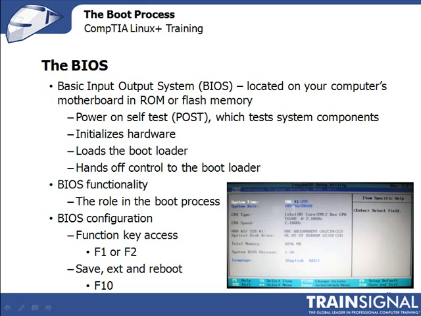What you see here on the screen is a typical BIOS configuration screen, but yours may look a little different depending on your system. You access the BIOS's configuration utility typically by hitting a function key like F1 or F2 just as your system is booting. And if you recall from our first lesson, this information is going to be displayed at the bottom of your screen during the boot process.